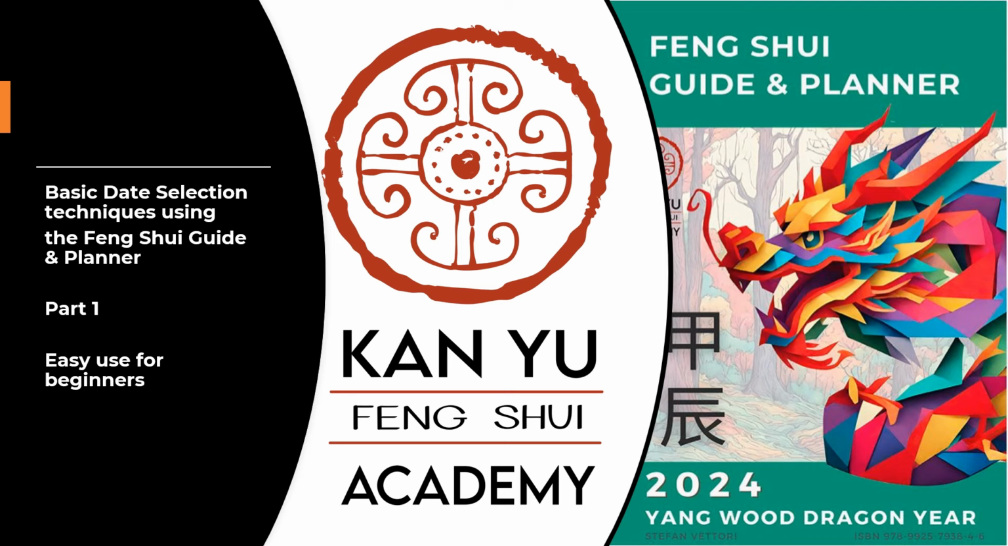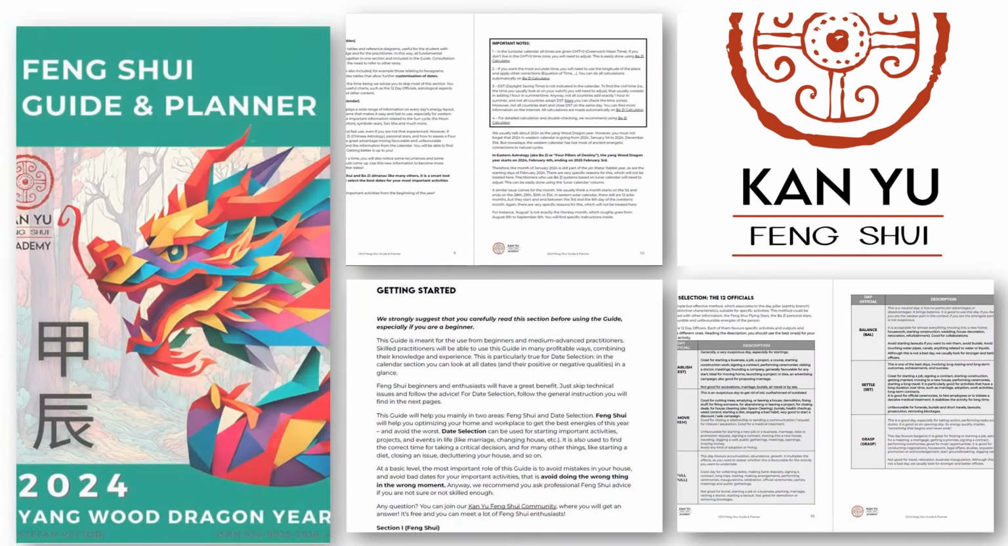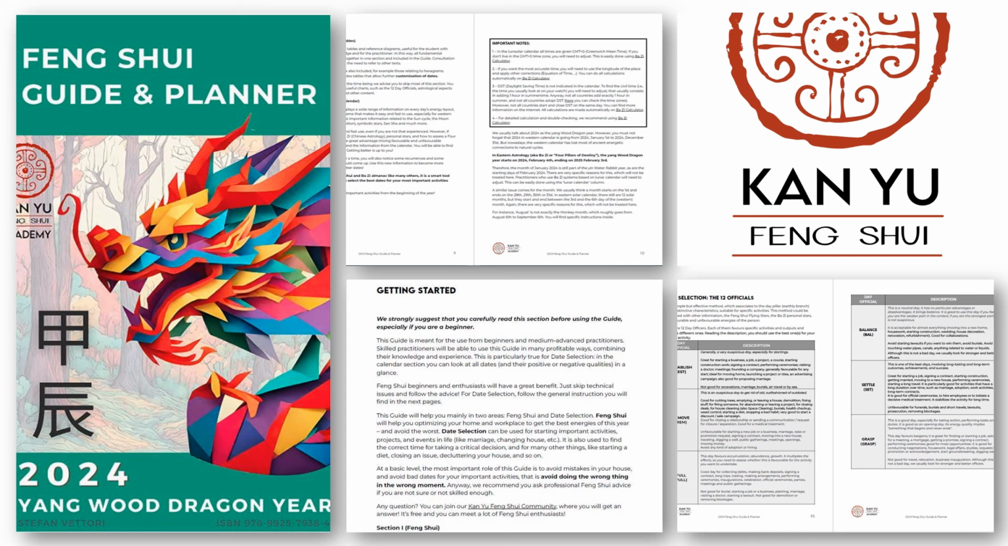Basic date selection techniques using the Feng Shui guide, part 1, for beginners and non-experts. In this video I assume you have read the instructions section at the beginning of the Feng Shui guidance planner, and if not, stop the video here and read the instructions first. You will find the instructions section on pages 8 to 12.